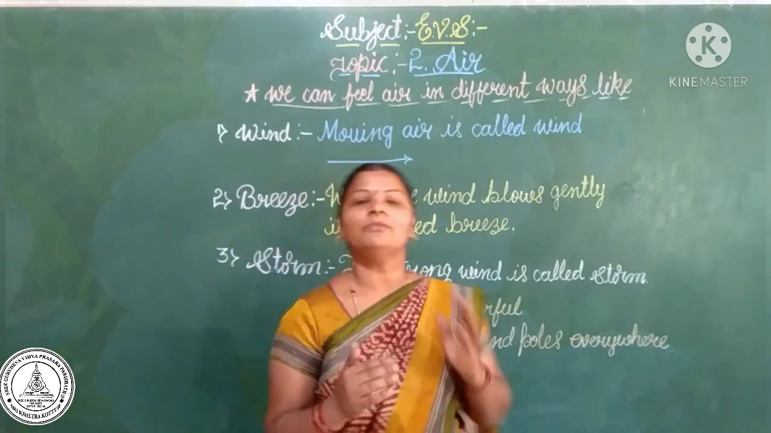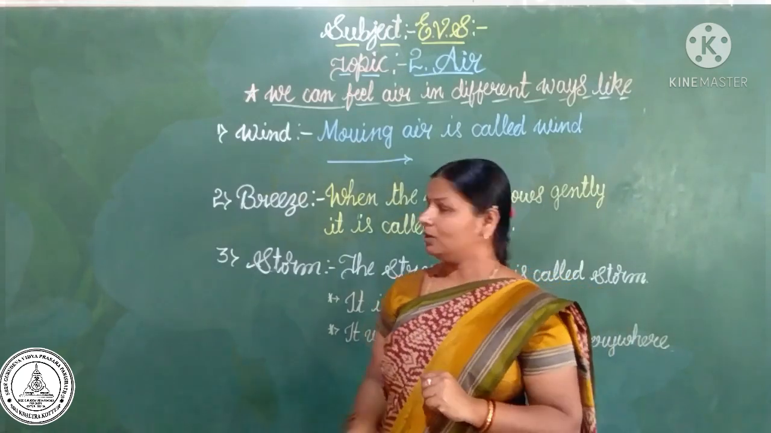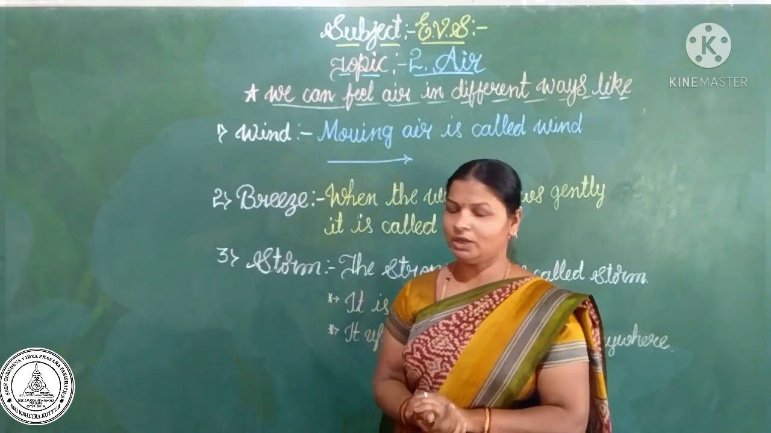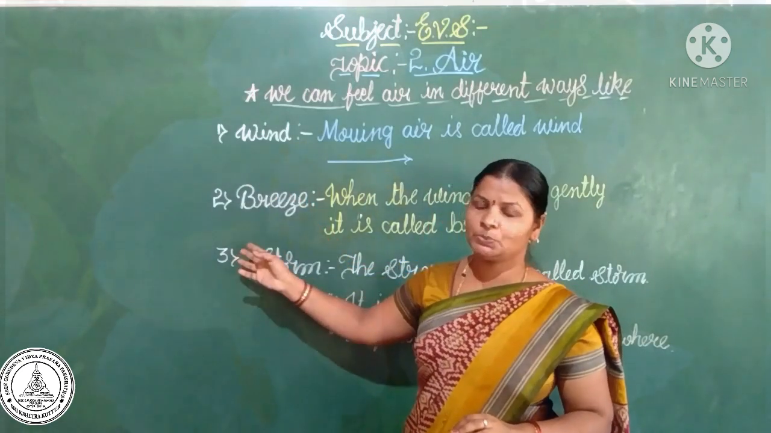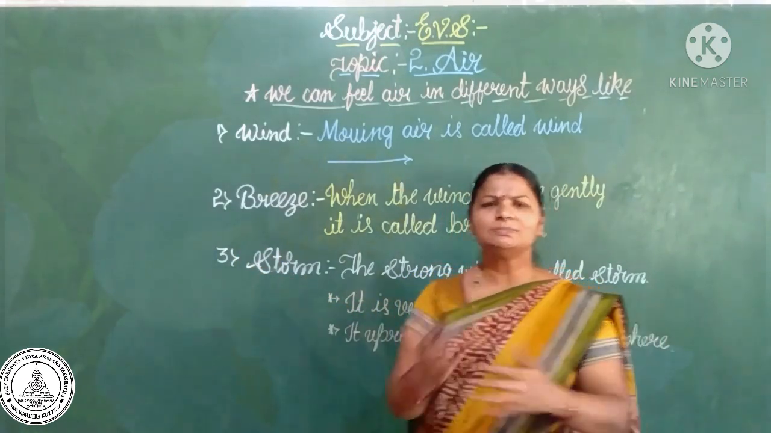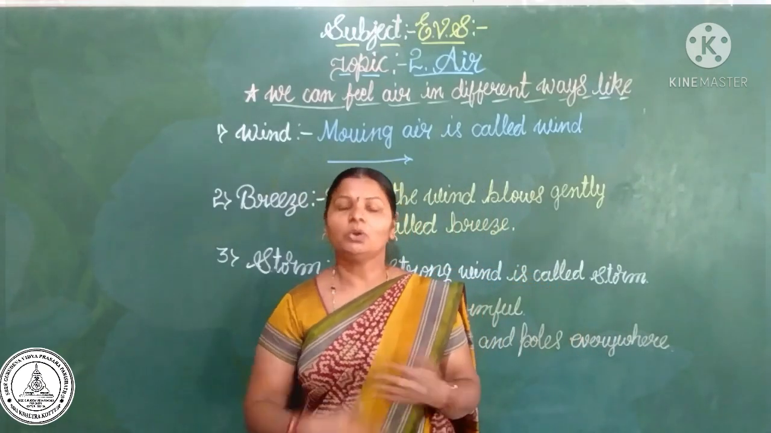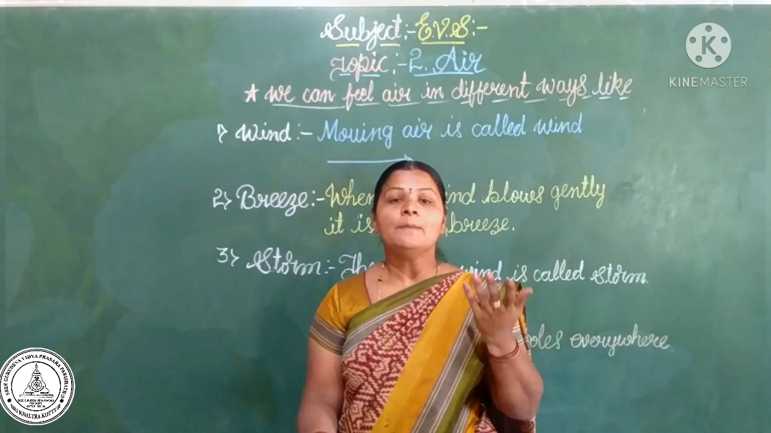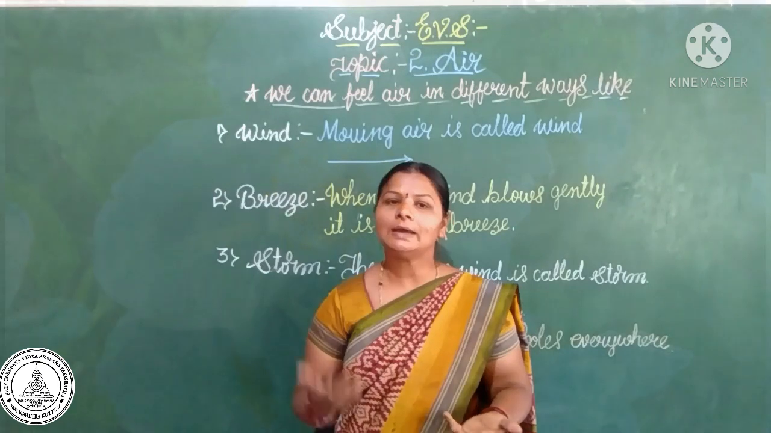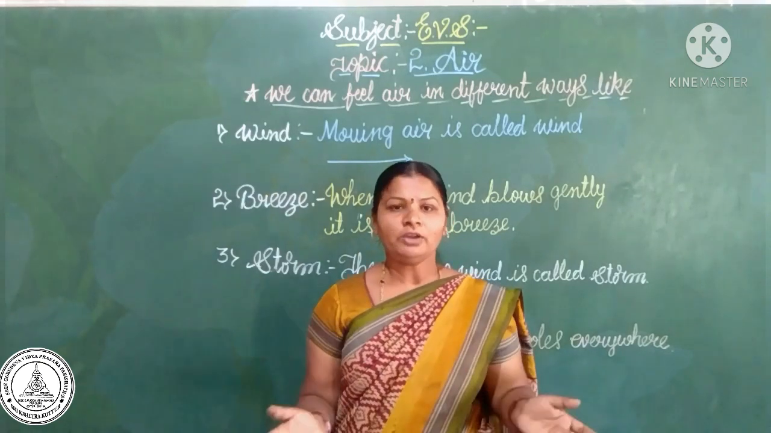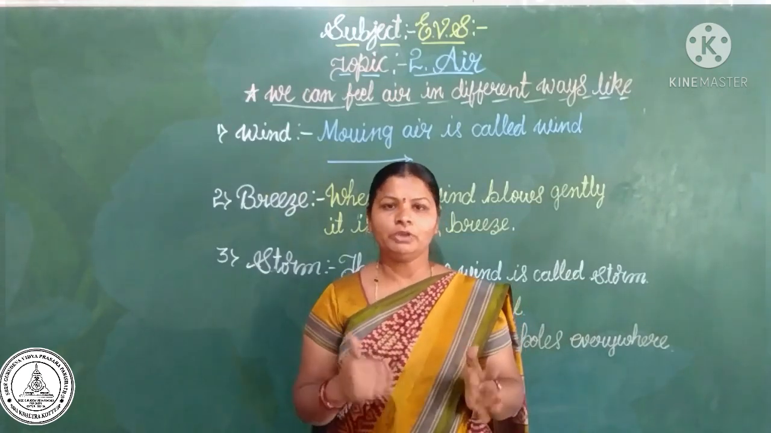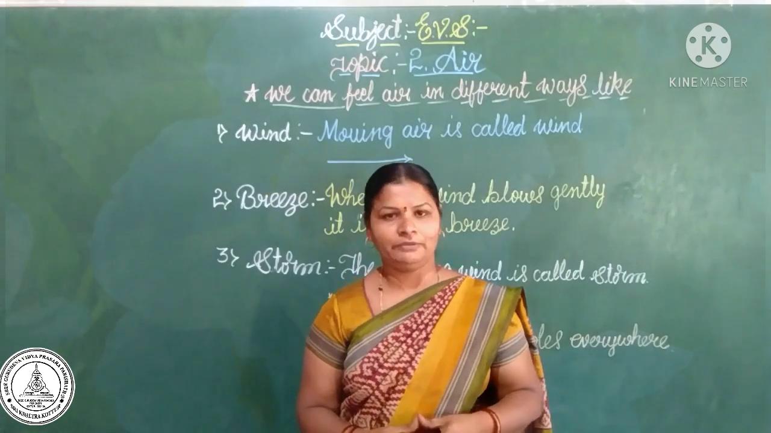So like that we can feel the presence of the air in three types, okay. First one is wind, second is breeze, third one is storm. So now you understand, children. So what is the meaning of air? How can we find out the presence of the air in the atmosphere? So in which ways can we feel the air, right? So what we discussed in today's class, I hope you understand very well. So now we can go to check the classroom activity, okay.